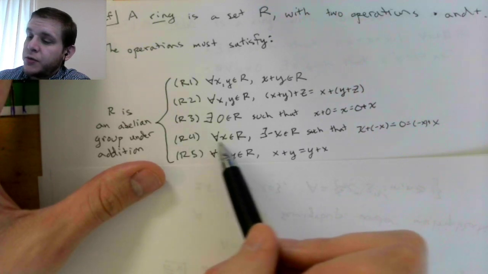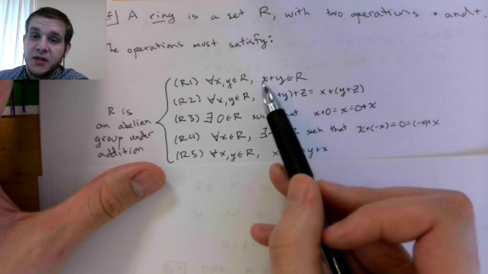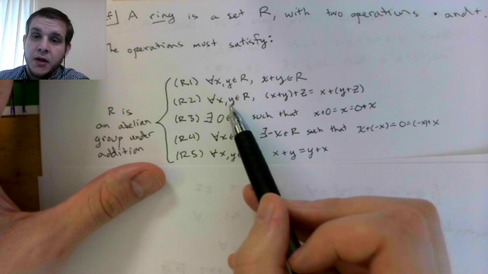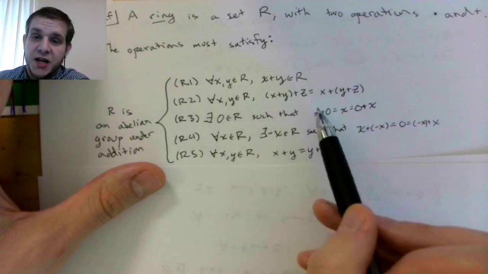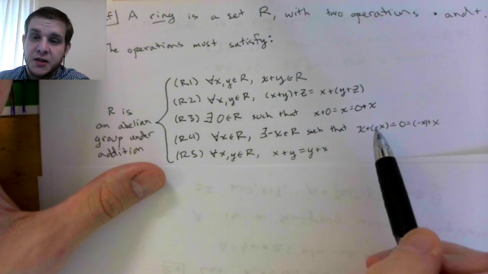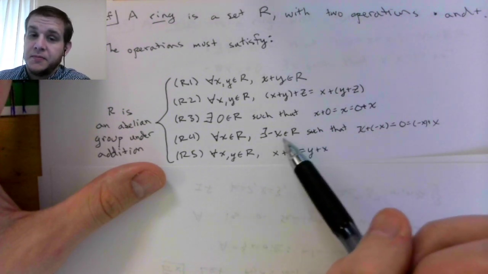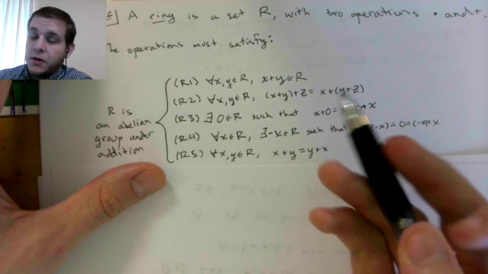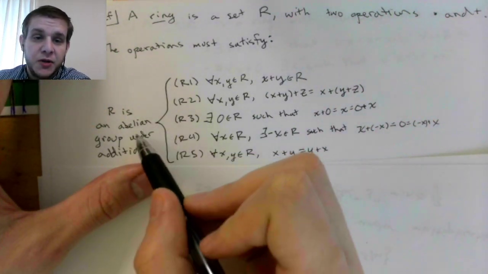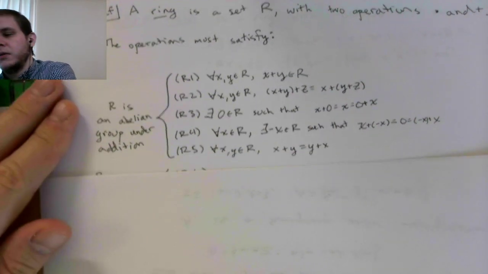And you'll notice that R1 through R4 are just the group axioms for the addition operation, right? The addition operation is closed. It takes elements of R back into R. It's associative. The addition operation has an identity element. And for the addition operation, every element has an additive inverse, which is called minus x. We also insist that the addition operation is commutative. So it's not only a group, it's an abelian group.